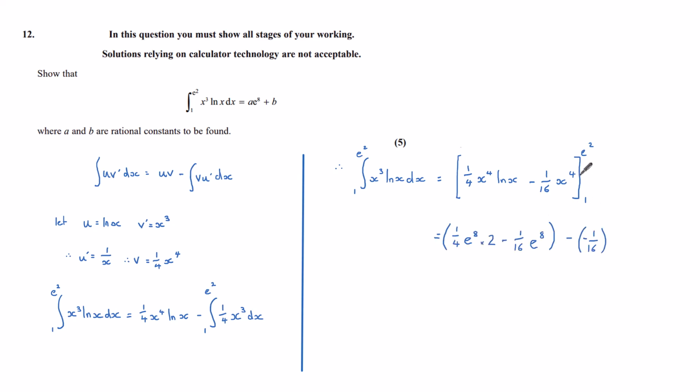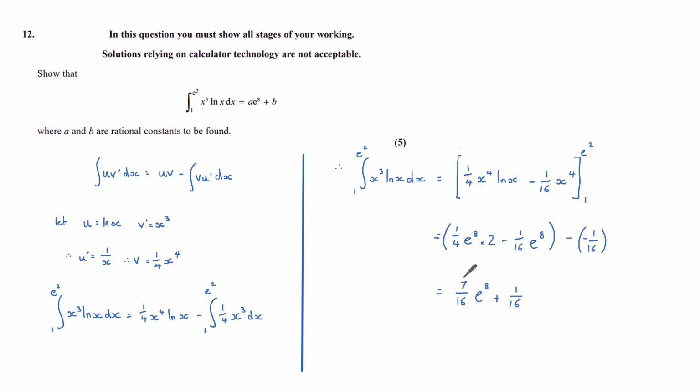in the 1. And so substituting in e squared, I've got a quarter of e to the 8. Ln of e to the 2 is 2. So I've got a quarter of e to the 8 times 2. Subtract 1/16 of e to the 8. And then that's all subtracting, substituting 1 into this. Ln of 1 is 0, so this term goes to 0. And 1 in here is negative 1 over 16.